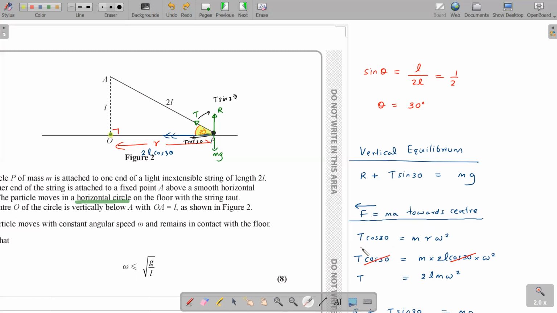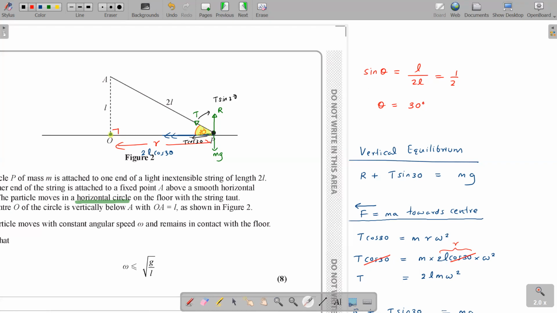So let's substitute the values. T cos 30 equals mass M, and the radius. The radius of the circular motion is this OP distance, because the particle is revolving around O. We can actually get the radius by resolving the hypotenuse 2L, written as 2L cos 30. This 2L cos 30 that I've written here is the radius, from resolving the hypotenuse of the right angle triangle. So 2L cos 30 into omega square, and then the cos 30 can be removed, and you get T equals 2L m omega square.